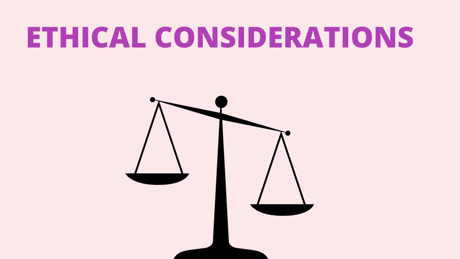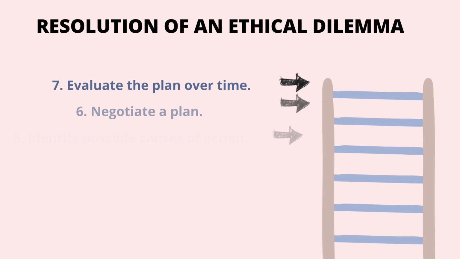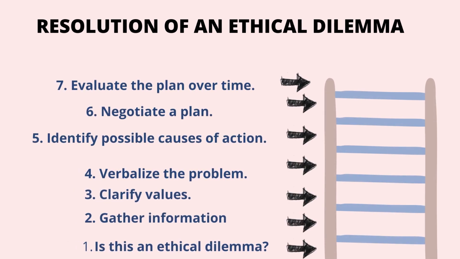Now we go with ethical considerations. The resolution of an ethical dilemma. Which is the first step? Well, the first step is: is this an ethical dilemma? 2. We need to gather information, as much information as we can. 3. Clarify values. 4. Verbalize the problem. 5. Identify possible courses of action. 6. Negotiate a plan. And 7. Evaluate the plan over time.